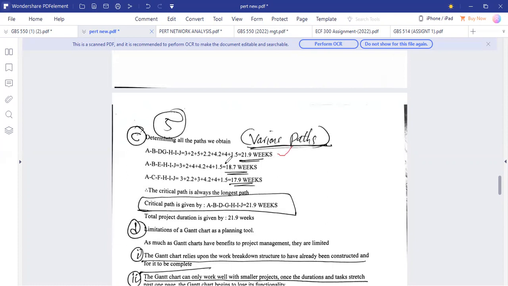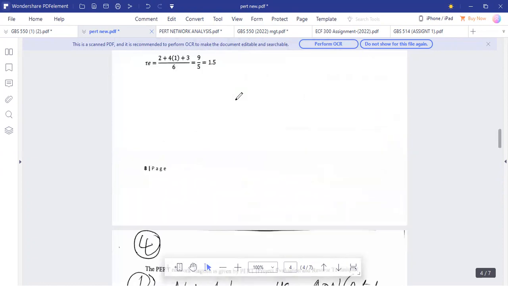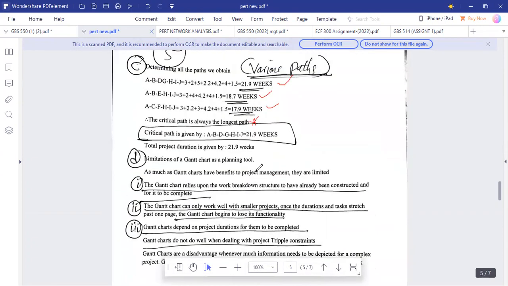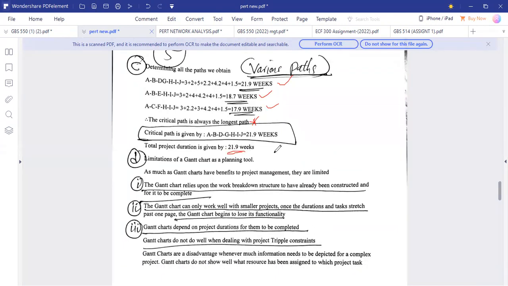So for this path, we have 21.9 weeks. Then getting down to the other one is 18.7. Then the other one is 17.9 weeks. So here the critical path is the longest path. So we are saying we are taking 21.9 weeks for this project to be completed. Because the question here is asking us, how many days or weeks are we taking? So we are getting 21.9 weeks for this project to be completed.